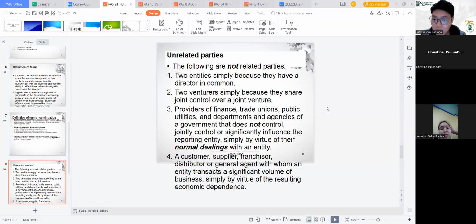Number one, two entities simply because they have a director in common or they share a common director. So please take note that that is not a related party. Yung director or management of our entity, while at the same time, parte rin siya ng management or board of directors ng other entities. Meron yung term for corporation code or legal reasons. So as far as PAS 24 is concerned, the said director is not a related party.